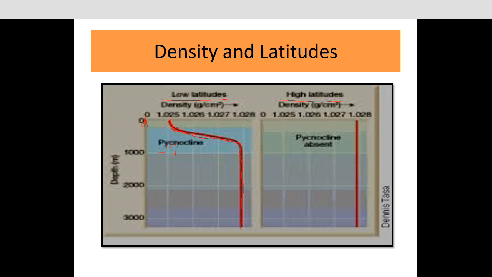This transition zone is called the pycnocline layer. In high latitudes, temperature is always low, so density is the same from top to bottom, whereas in the low latitude zone it decreases, then suddenly increases, and it is constant in the deep layers.